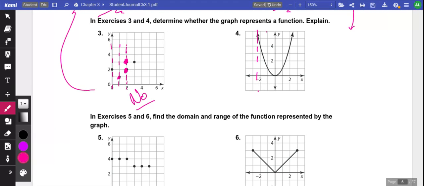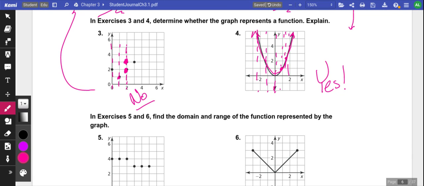I'm going to draw a bunch of these vertical lines, only ever crossing one point on my graph at a time. I don't care if I'm crossing the X and Y axis, that doesn't count. I only care about this line right here, and I'm only crossing one at a time. So yes, this one is a function.